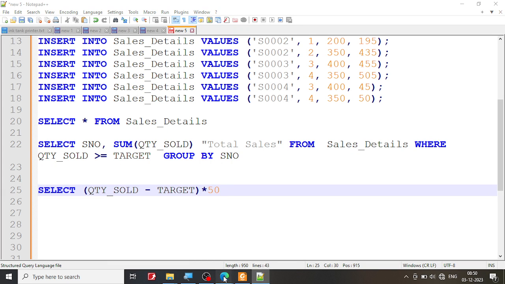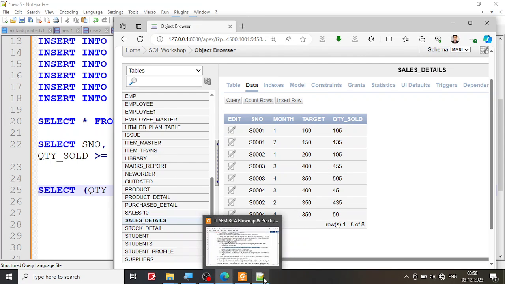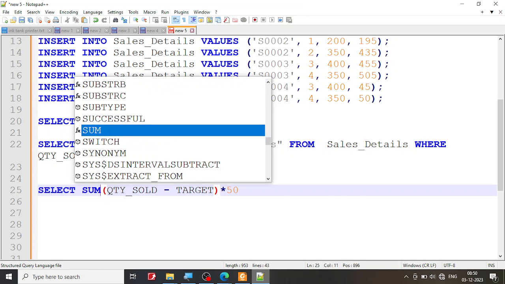So if you look here again, quantity sold minus the target. What is the difference? 105 minus 100, 5 is the excess. The difference between 105 and 100 is 5. Multiply it with the 50, for every item you are getting 50. So quantity sold minus target, for every item you are supposed to multiply it with the 50. This is what we are writing, but we have to sum them all.